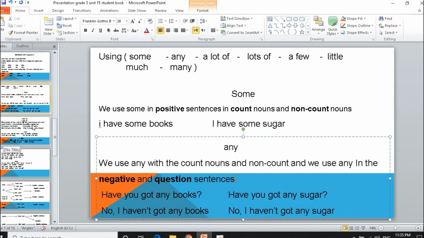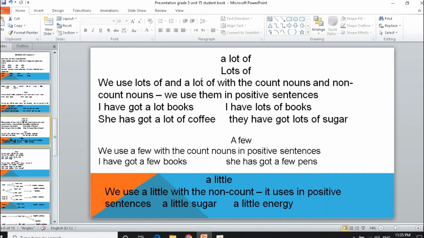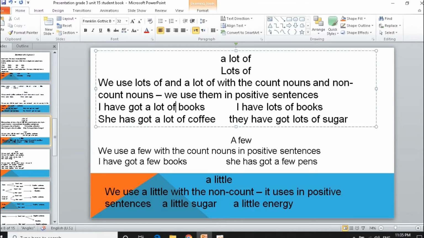Okay, next slide. A lot of and lots of. We use lots of and a lot of with count nouns and non-count nouns. We use them in positive sentences. I have got a lot of books. I have lots of books. She has got a lot of coffee. They have got lots of sugar. A lot of, lots of, in positive sentences.